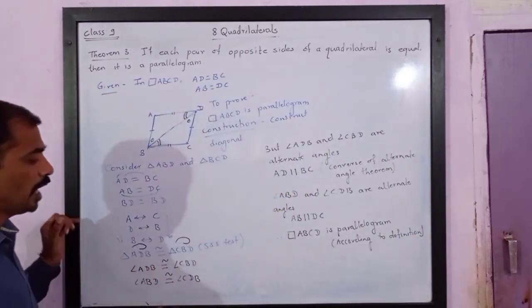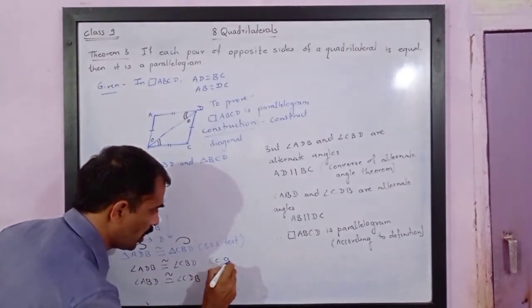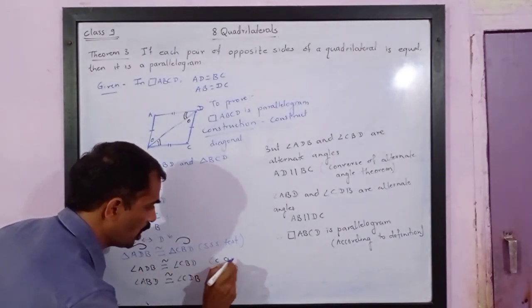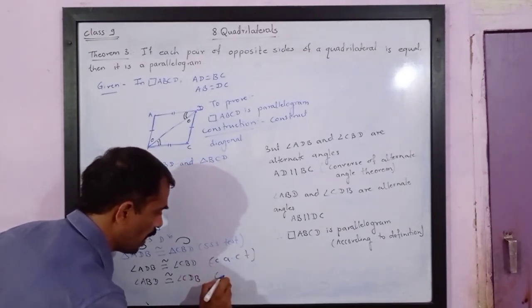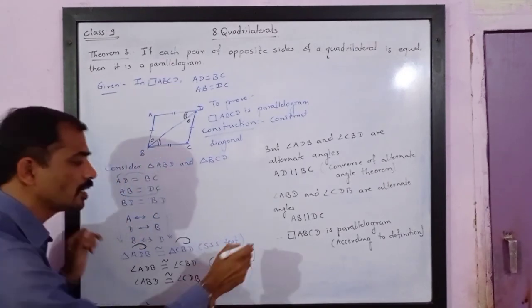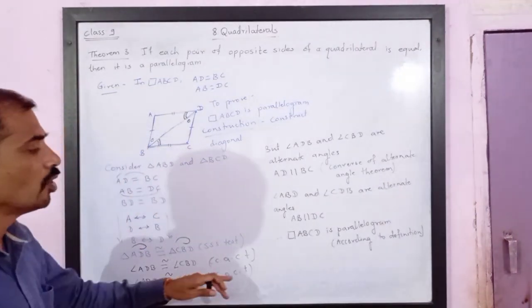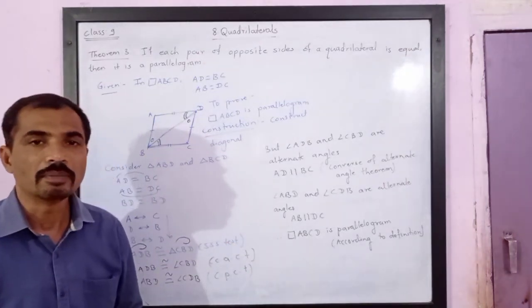This I can write. Two triangles are congruent. It means their corresponding angles are congruent. Corresponding angles of congruent triangles, or you can say corresponding parts of congruent triangles, CPCT. So in this way we have proved that quadrilateral ABCD is a parallelogram.